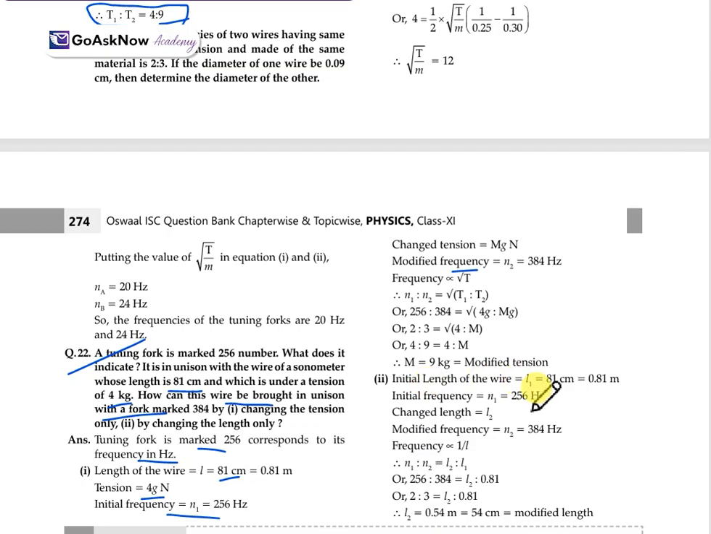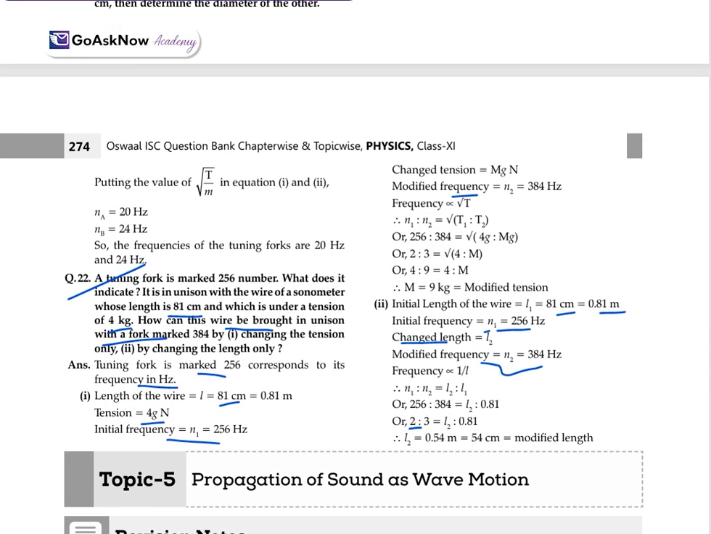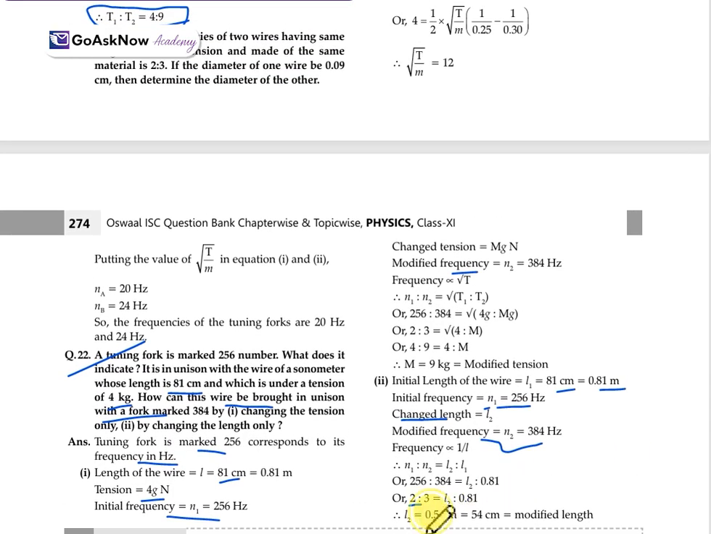Now, second is the initial length of the wire, which is L1 equal to 81 centimeter. We convert it into meter, which is 0.81. Then initial frequency N1 is equal to 256 hertz, and the changed length is L2. Then modified frequency will be N2 equal to 384. So the frequency is inversely proportional to the length L. So N1 ratio N2 equals L2 ratio L1. We substitute the values and we get 2 ratio 3 equal to L2 ratio 0.81. So L2 will be equal to 0.54 meter. We convert this value and we get 54 centimeters. So this will be the value of L2 by changing the length only.